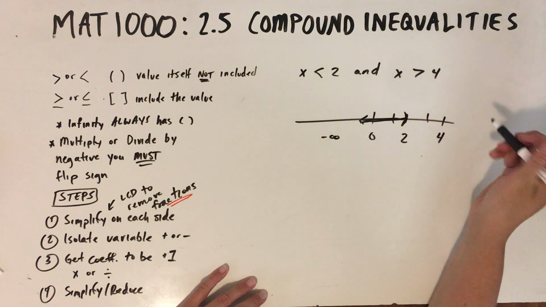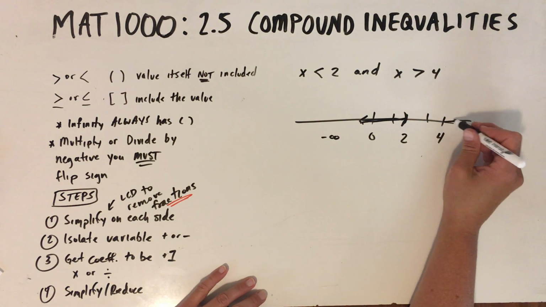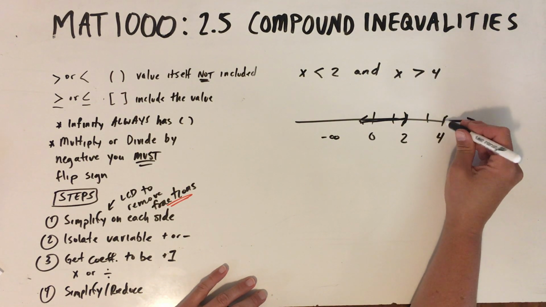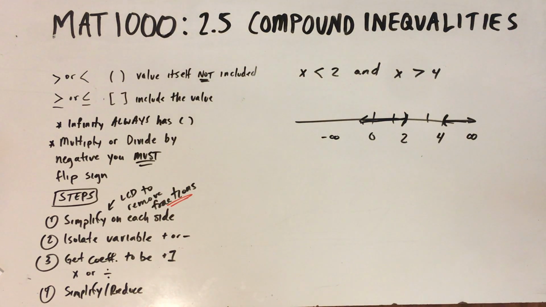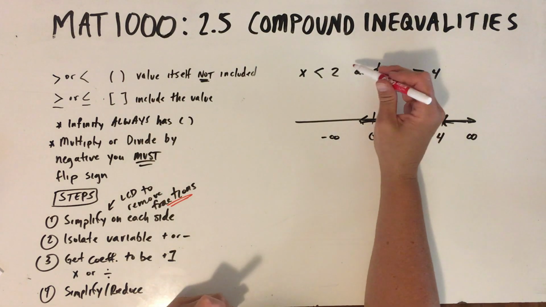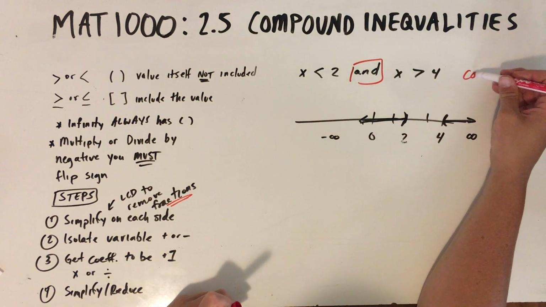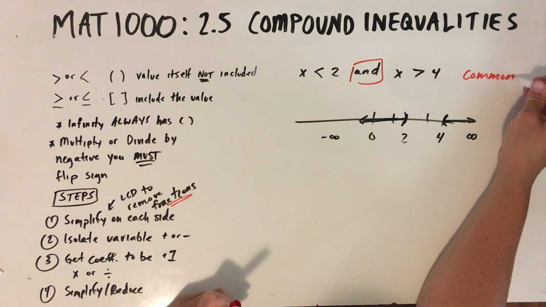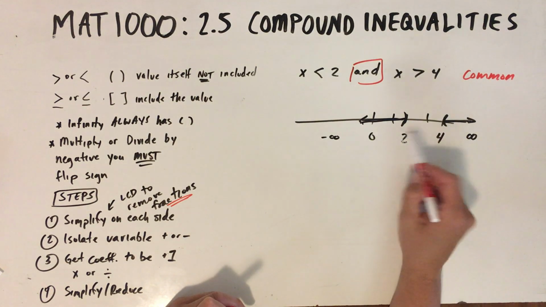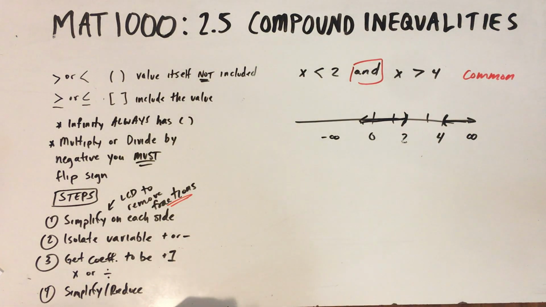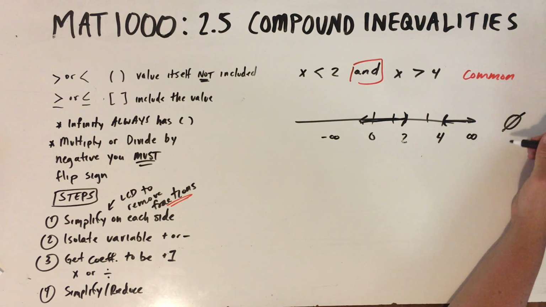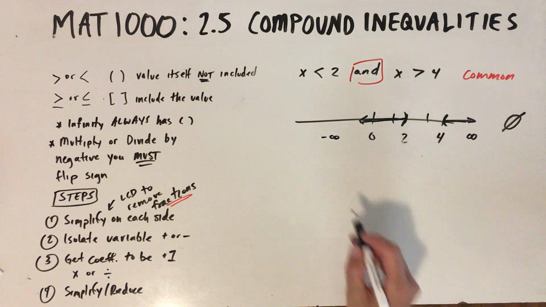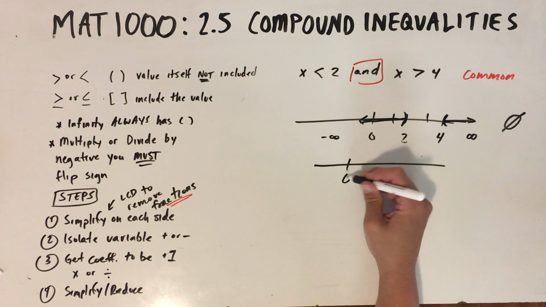Okay, this inequality says that x is all the things greater than 4, so everything facing this way but not including it. So remember that this word and means what they have in common. As I'm looking at this graph, you can see that they don't overlap anywhere. And because they don't overlap anywhere, the solution here is actually the empty set, which means you would just have a number line.